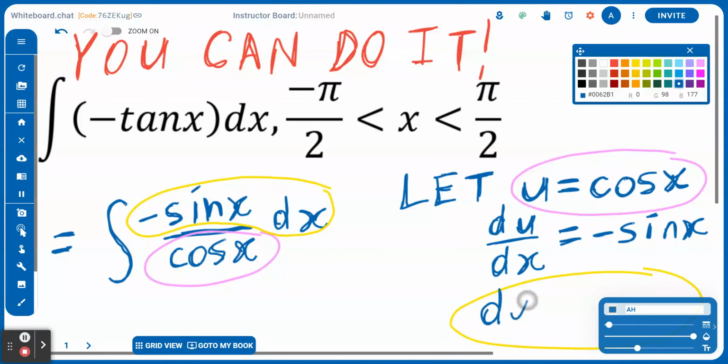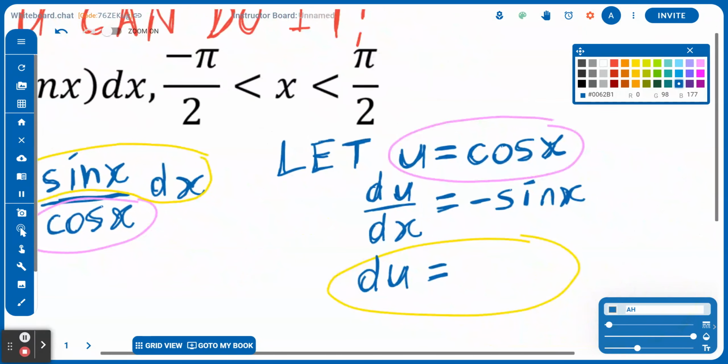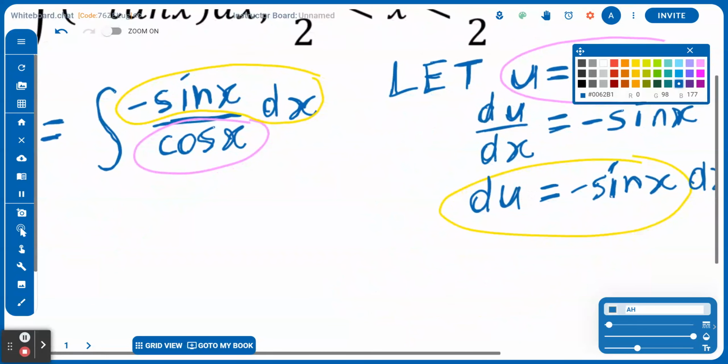Because your goal is to isolate for negative sine x times dx, this means on the left-hand side, you're left with du. So again, du equals negative sine x dx. Now, we can go back and rewrite the entire question as follows. Instead of saying negative sine x dx, you can write down du. And instead of writing 1 divided by cosine x, it's going to be 1 divided by u.